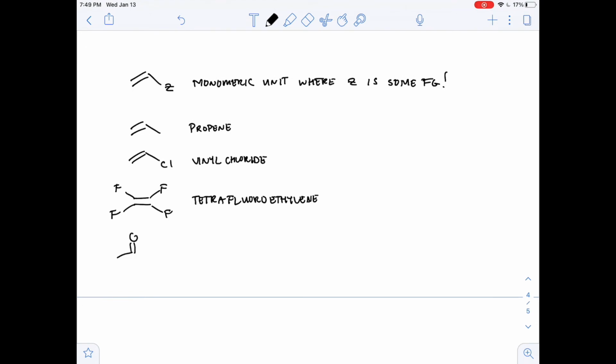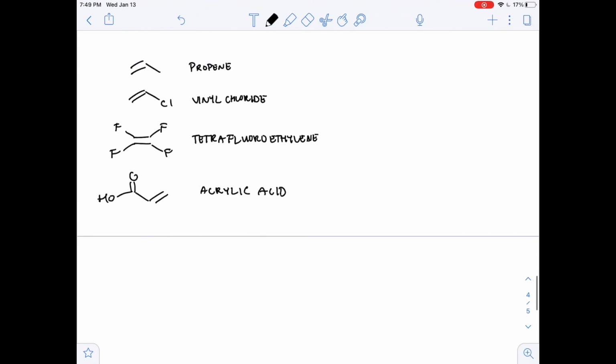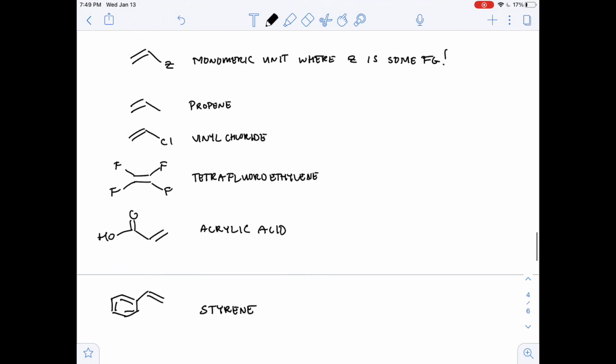All right, so we've got some carbonyl compounds. They're alpha beta unsaturated carbonyls, and so those can be used as monomers as well. This is acrylic acid. And then we've also got styrene right here. There's a benzene ring with a double bond there, right? Okay.